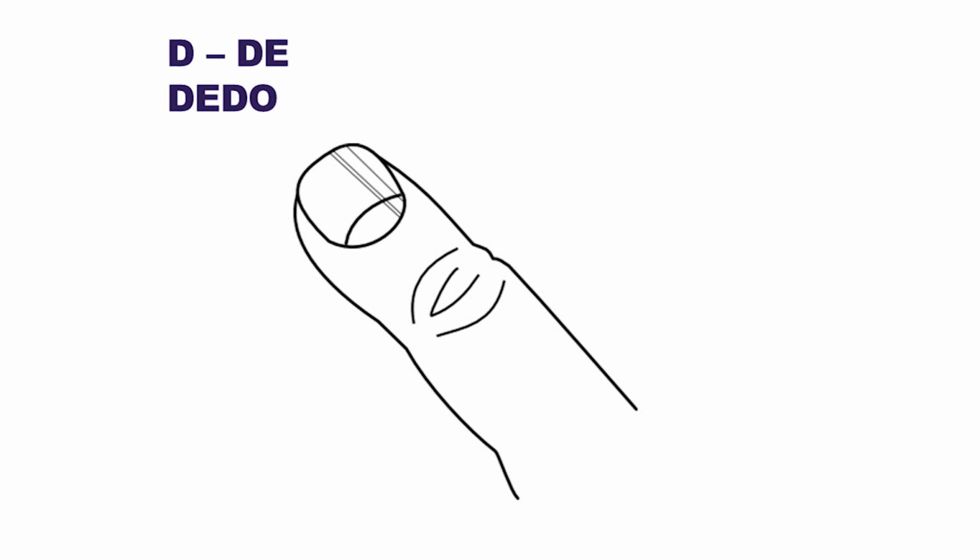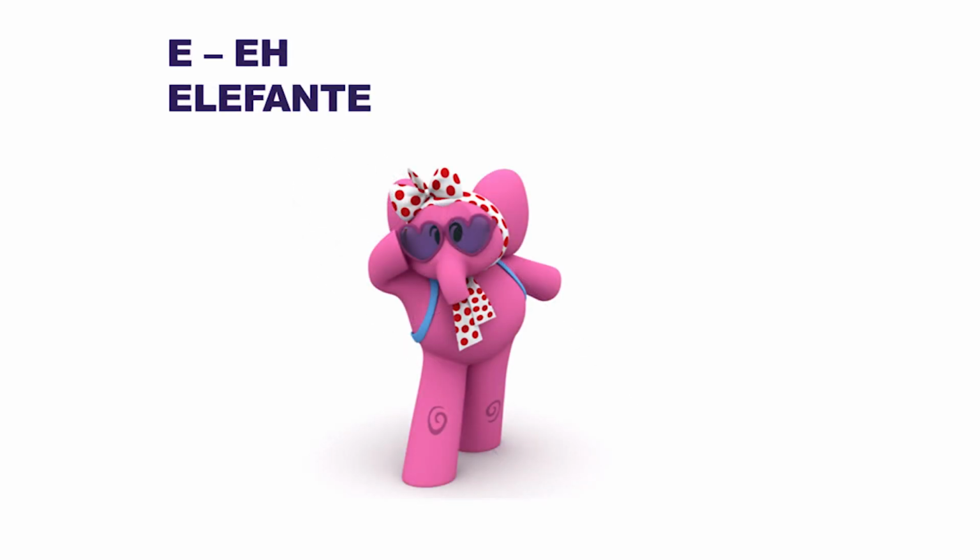D. D. D. Dedo. Dedo. Dedo. In Spanish, the E is pronounced E, and it will always be pronounced E.